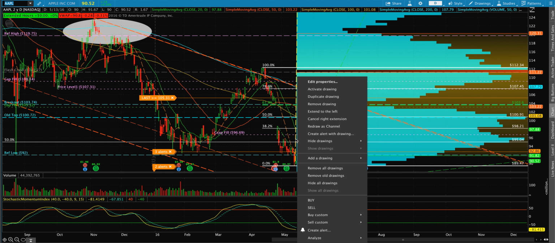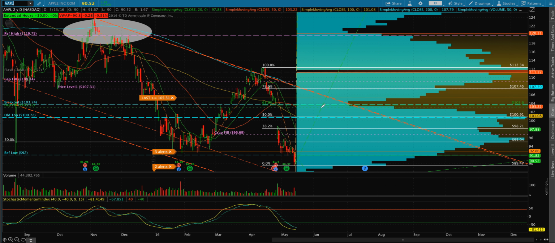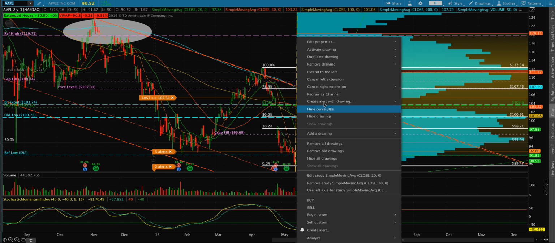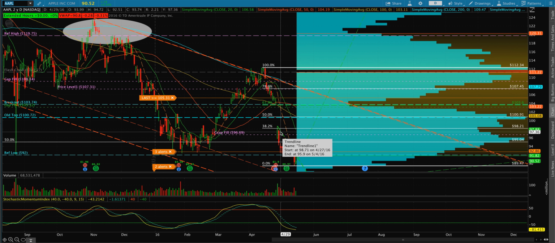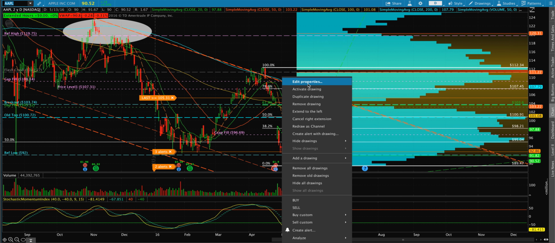I have been drawing some levels in there. Let me remove these drawings. They're not really that important at this point. Trend line. All right, so look at this. You're in a bit of a downtrend since the gap down.